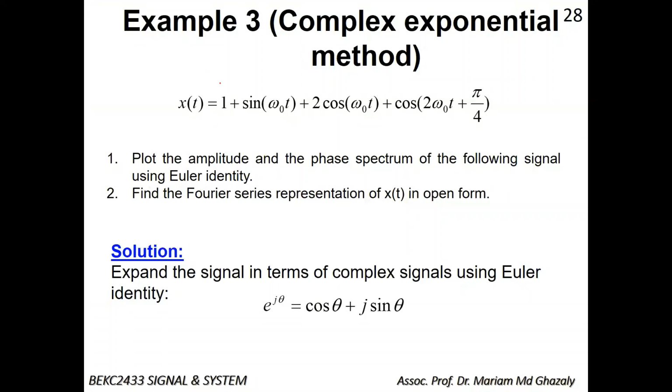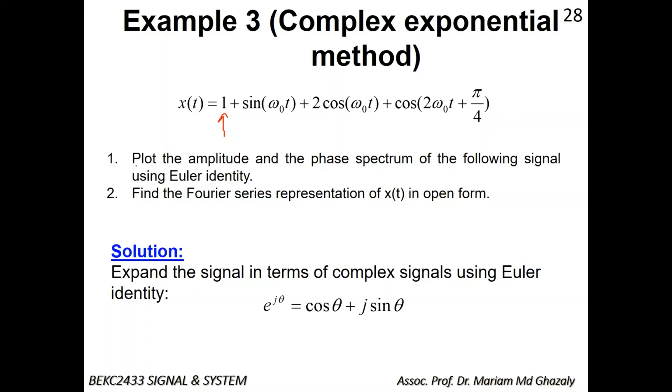Next, let's go to a third example, which is using the complex exponential method. So you have a more complicated equation given by x(t) equal to 1 plus sine omega t plus 2 cos omega t plus cos(2 omega t plus pi over 4). As you may see here, you can directly see that you actually have a DC term. So you have the a_0 value here later on.